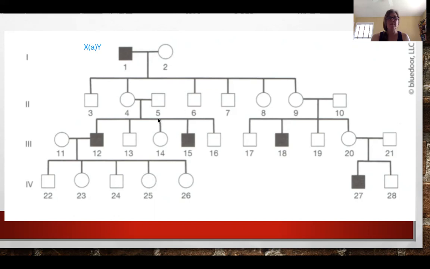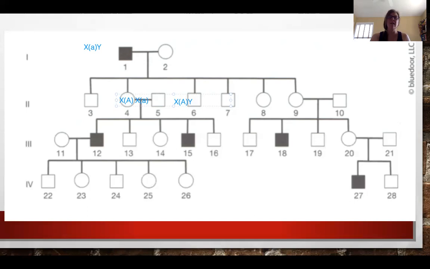Another example here. Which one do I want to do? Let's do dad. This dad, number 5, he has to be X superscript A, Y, right? He's normal. So where did those 2 boys get that bad copy? Well, we know that dad gives the Y's to his boys. So this mom right here is one of those sneaky, sneaky carriers I talk about. She would be X superscript A, X superscript little a. So she is a carrier.